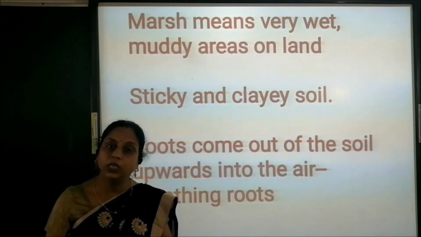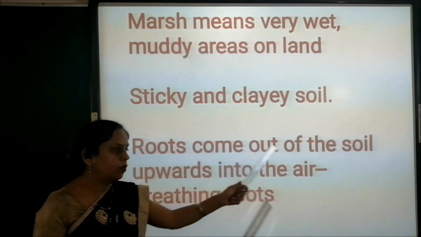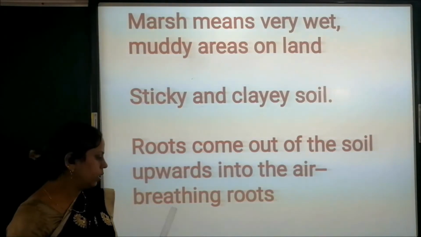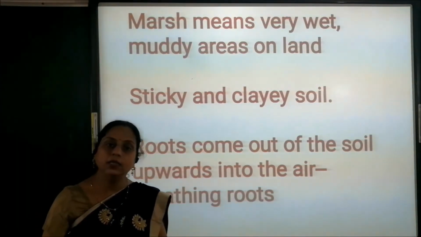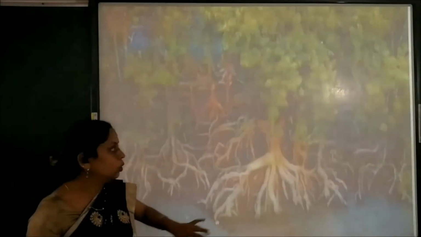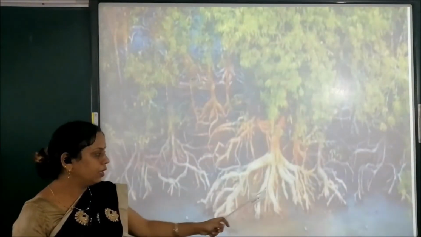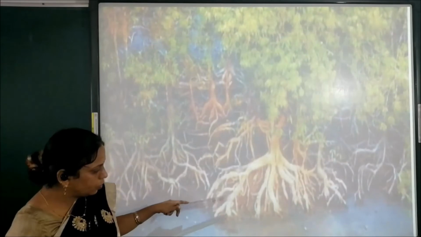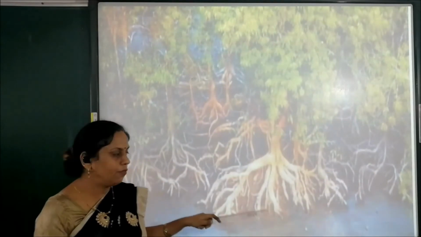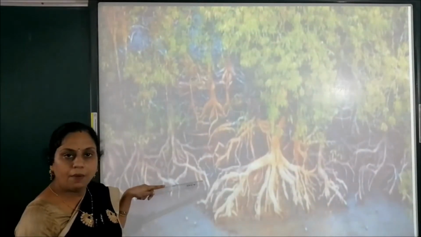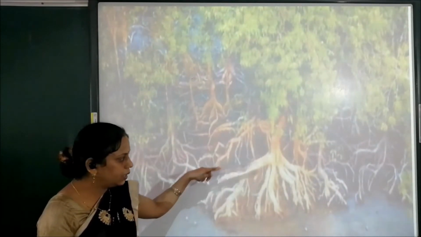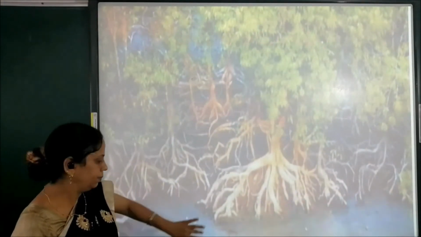So they emerge out. Roots come out of the soil upwards in the air to breathe, called the breathing roots. And plants which grow in the marshy areas are called mangroves. So I will show you the picture. See, mangroves grow in the marshy area. Now you can see the soil is clay and sticky, which holds lots of water. See, the roots are above the ground. For what? For breathing the air. That's why these roots are called breathing roots.